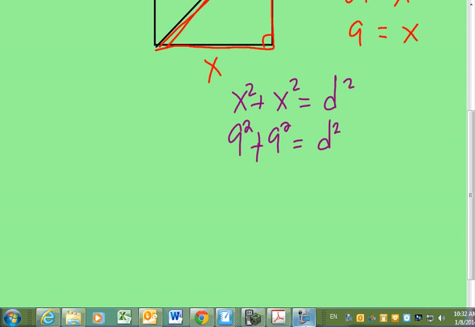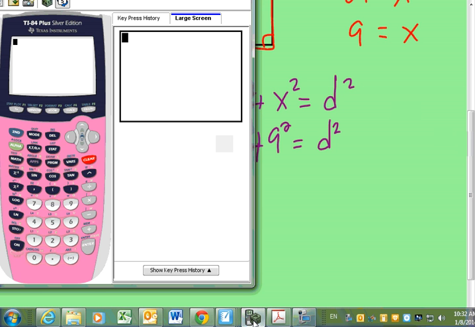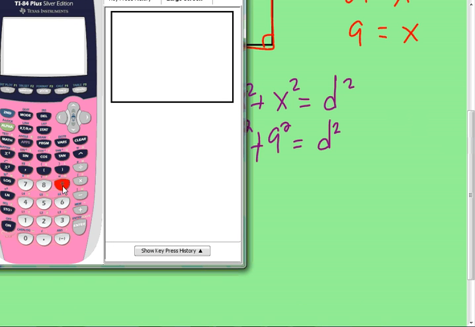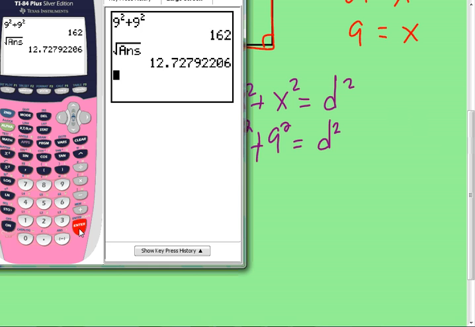You could do it by hand, or you could get your calculator out, and you could do it here. I want to do 9 squared plus 9 squared. So I don't have to think 162, and then I want to square root it. So how do I square root? I go second, I go square root, and then I pick up the answer, which is the second answer key, if you have an 83 or 84. And it substitutes it right in there. I don't have to deal with it. And there it is.